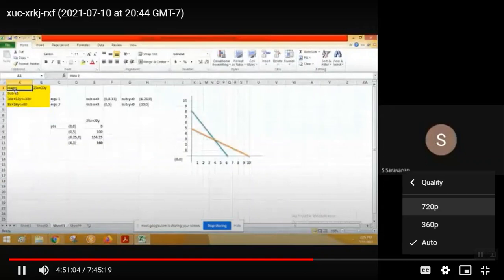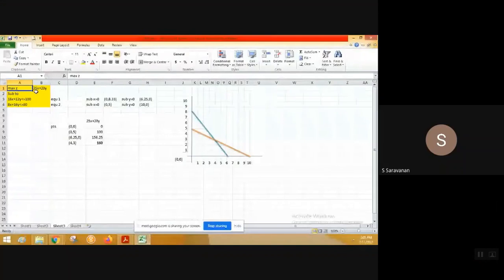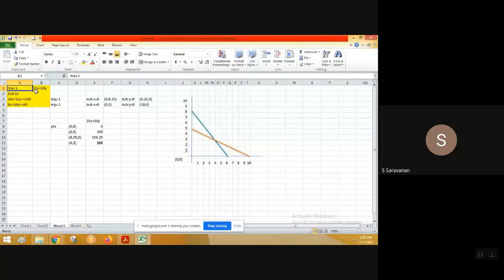What is highlighted in yellow is your question. Max z, so your objective is maximization. In the problem, it may be something related to sales or profit, which you want to maximize. So the objective is maximizing z: 25x plus 20y. x is one variable, y is another variable. If there are only two variables, it is possible to go ahead with the graphical way of solving simplex. So I am going ahead with the graphical method here.